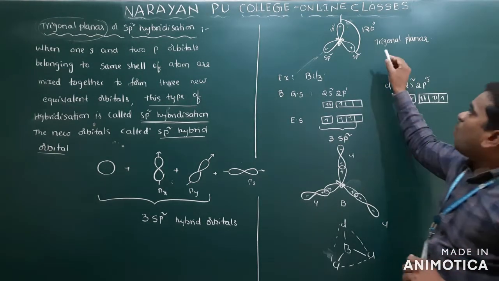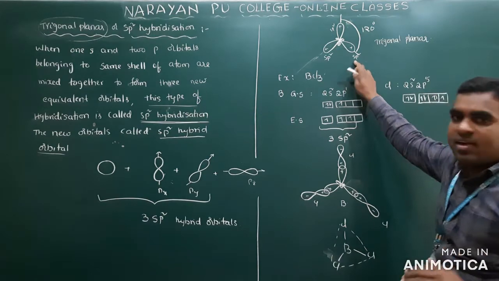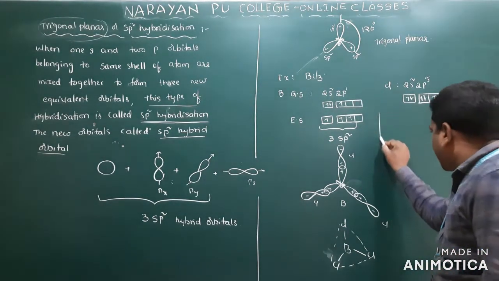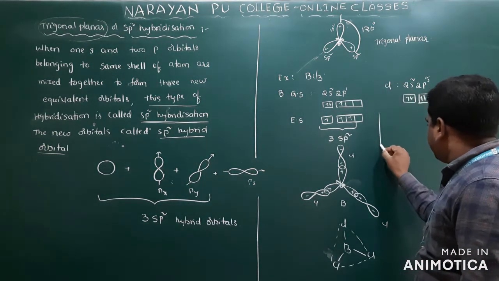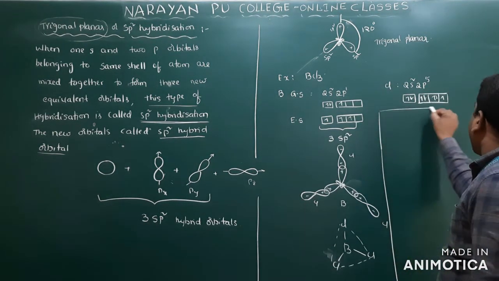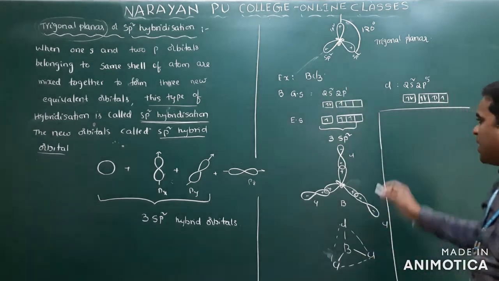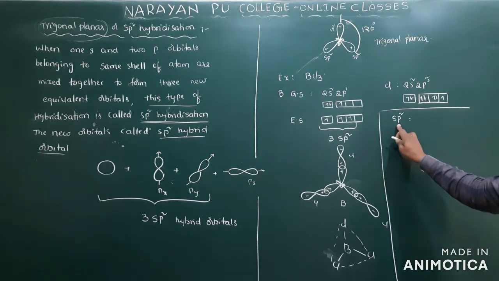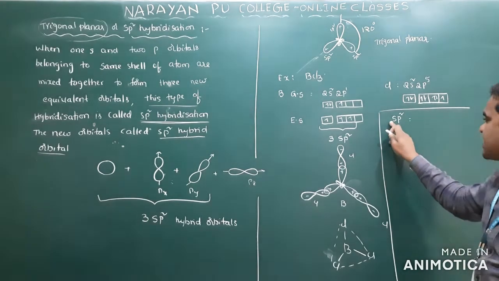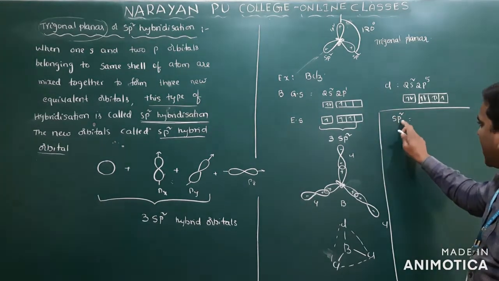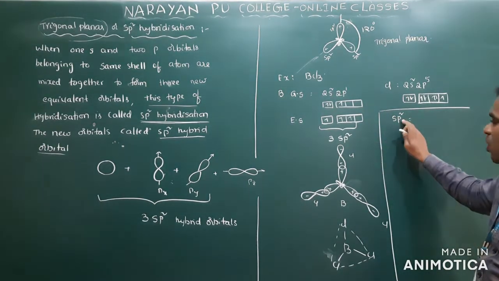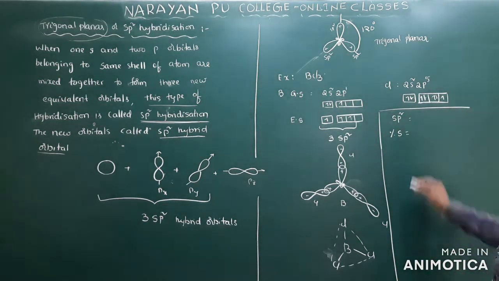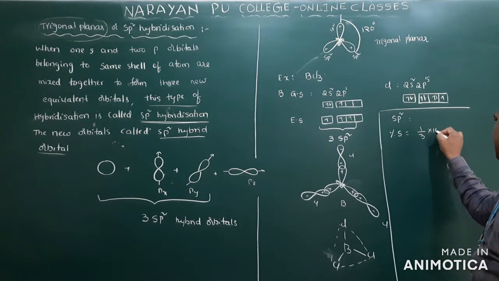orbital contains 1/3 of s character and 2/3 of p character. 2/3 of which character? I will write here. Clear? Each hybrid orbital in sp2 hybridization: total how many orbitals are there? 3 orbitals. What is the s character? If you want to calculate the percentage of s character: 1 s orbital, total orbitals 3, so 1 by 3 into 100. That is the percentage of s character. How much? 1/3 into 100.